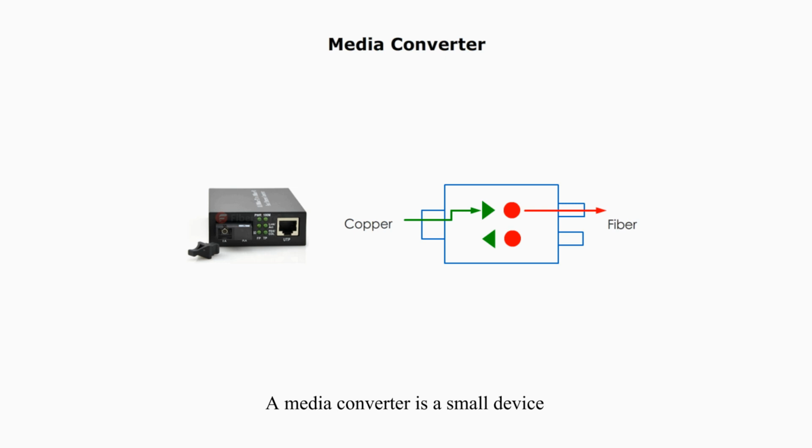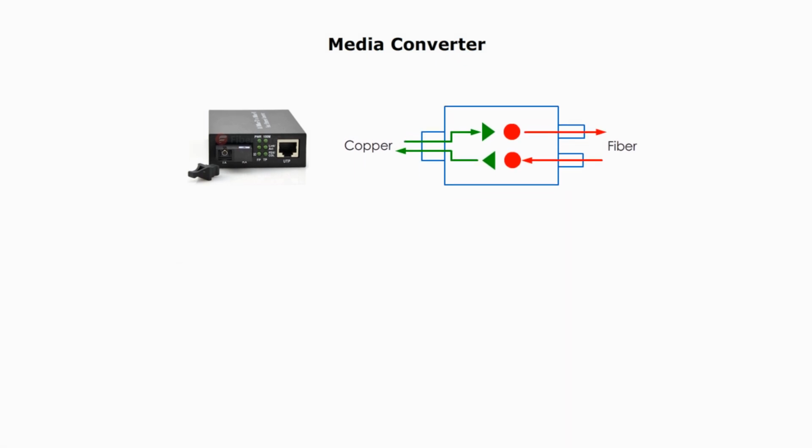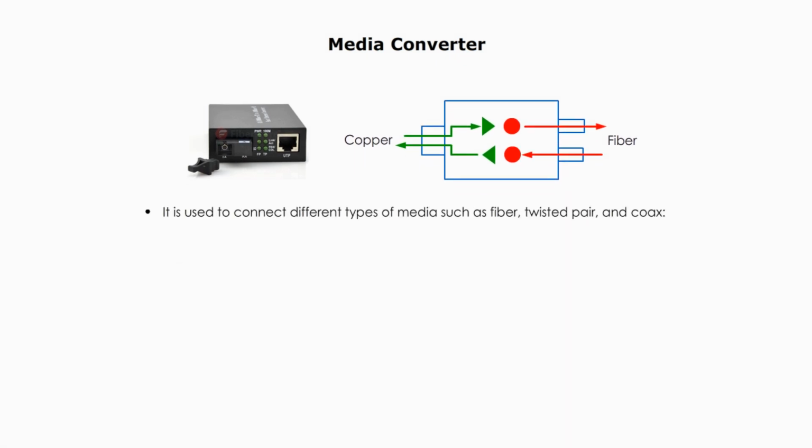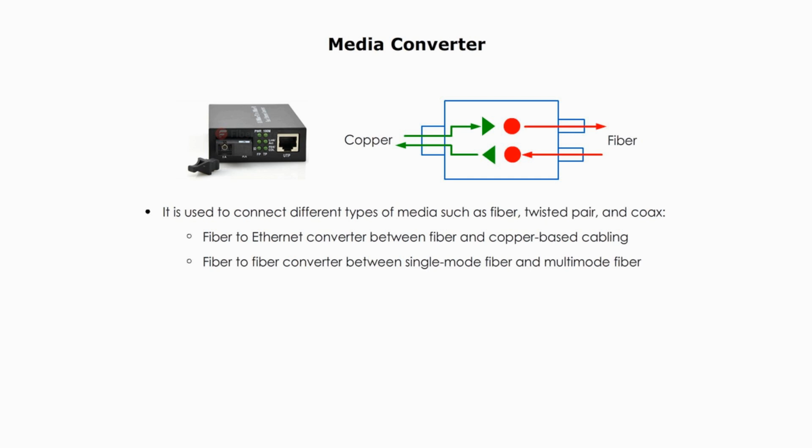A media converter is a small device every IT professional should keep on hand because it allows you to manage a line in terms of cabling and control. The main function of a media converter is connecting different types of media, such as fiber, twisted pair, and coax cable. For example, a fiber to Ethernet converter can connect fiber to copper wire. A fiber to fiber converter can connect single-mode fiber to multi-mode fiber.